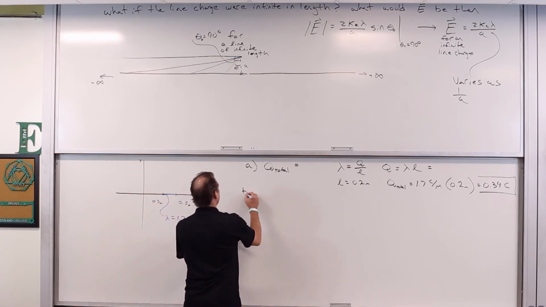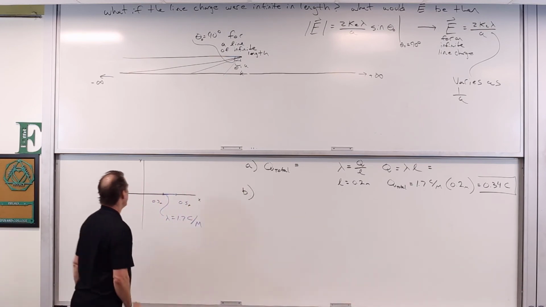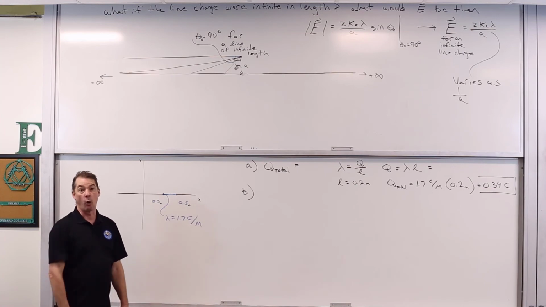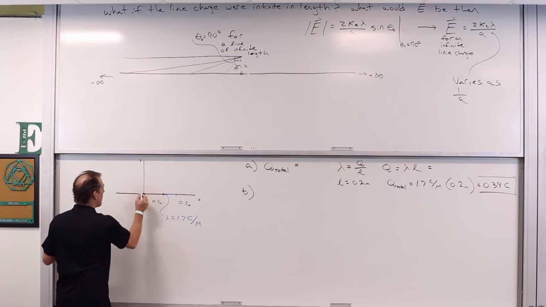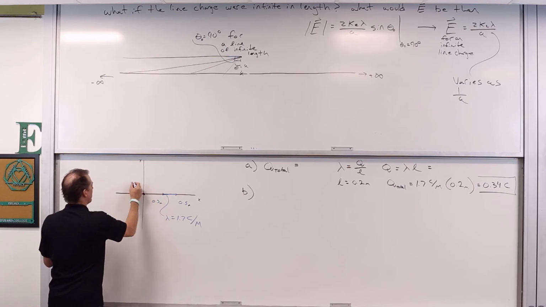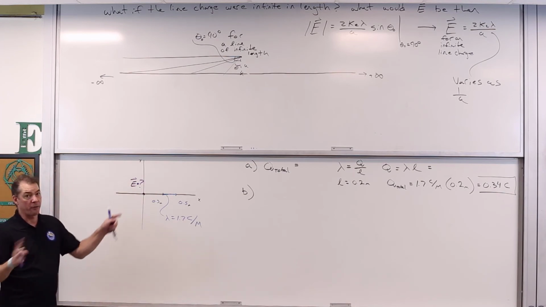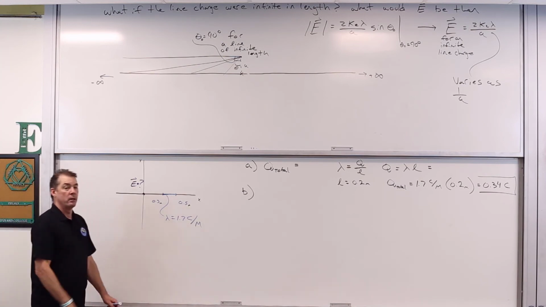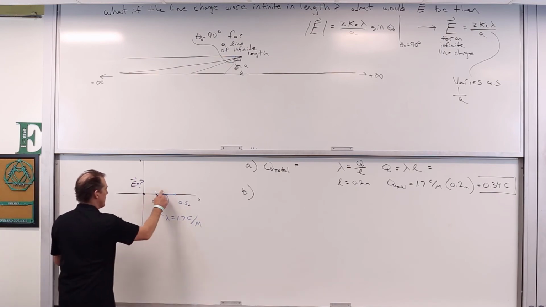So then we go to part B, which is a little bit more interesting. Now we want to know, what is the electric field as a magnitude and direction at the origin? Well, here's the origin right here. We want to know what is the electric field there. We've got to do this in two different pieces, right? Magnitude and direction. So what's the direction of the electric field at that point due to this line charge right here?